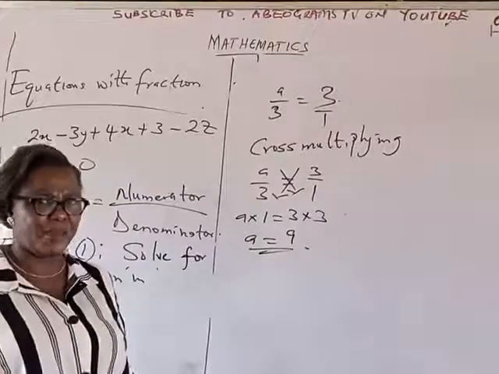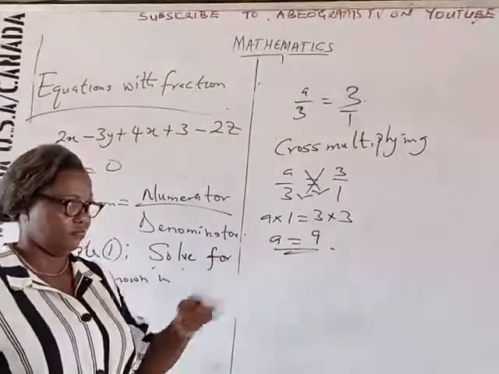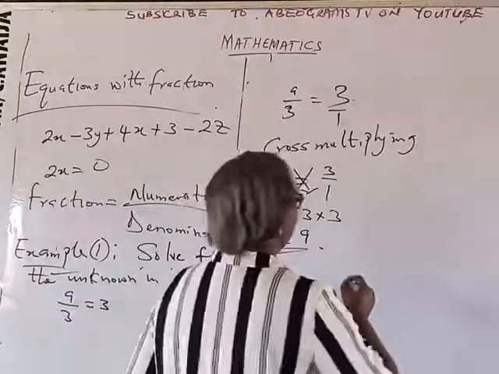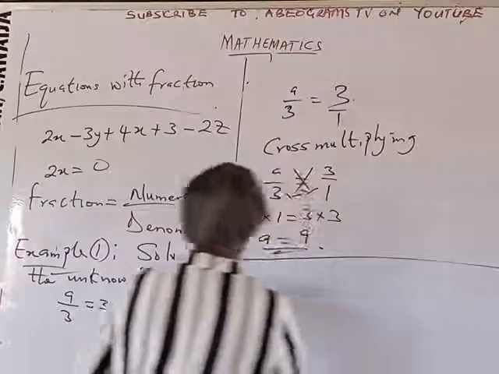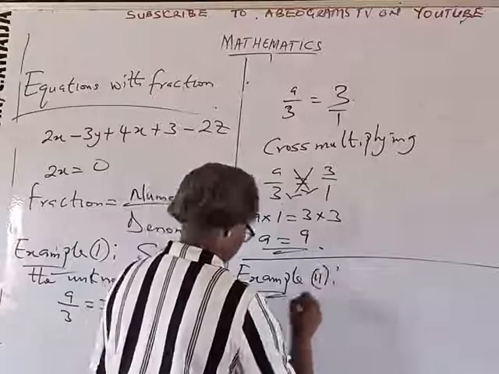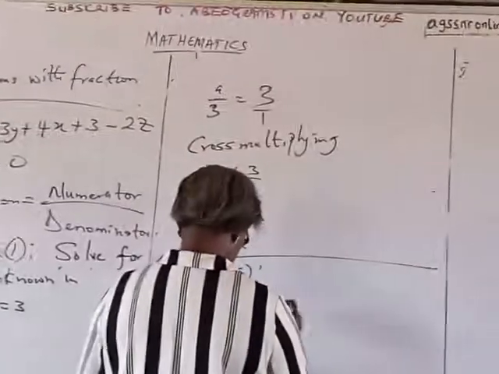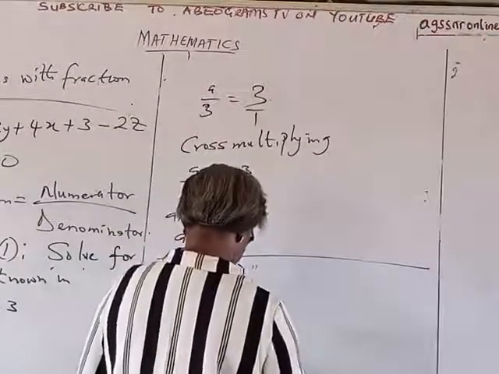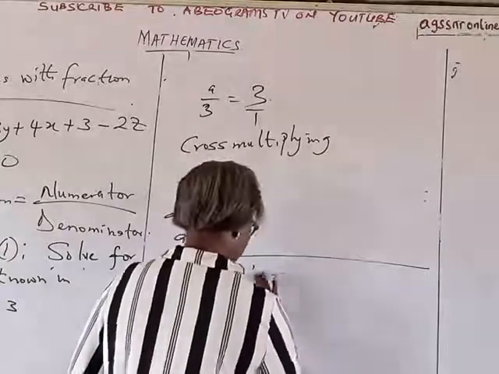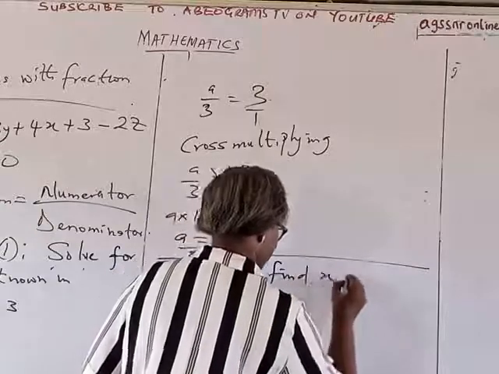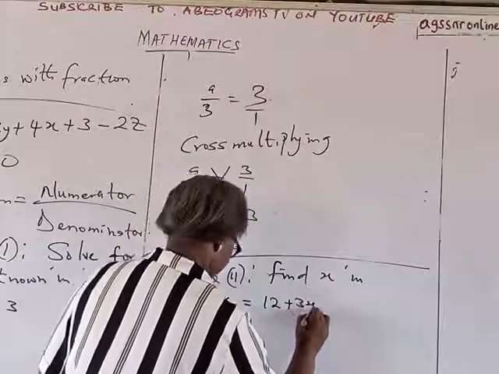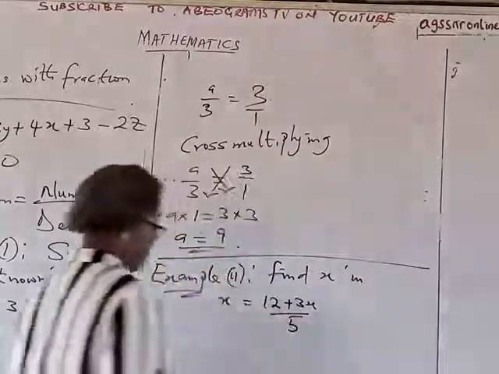Also, we can use the LCM method for any of the questions. I'll take another question and I'll use LCM. Example 2. Also solve for the unknown. Let's say you are given, find x in x equals 12 plus 3x over 5.